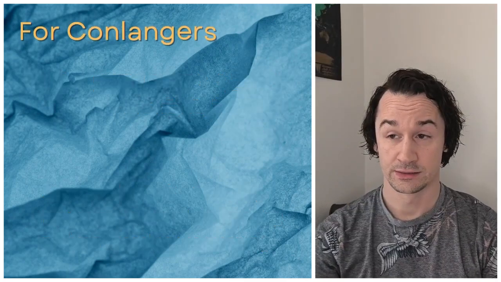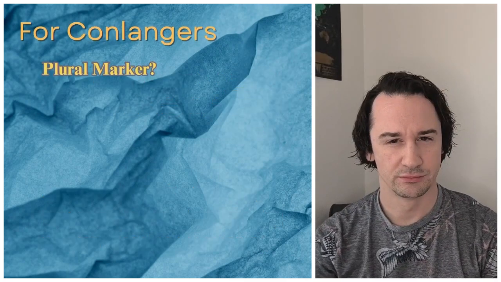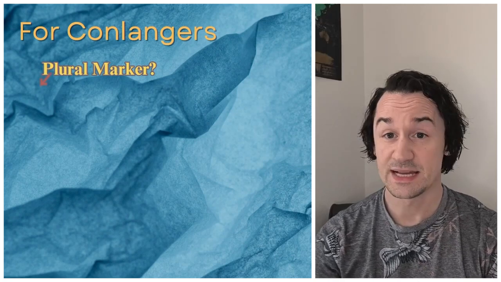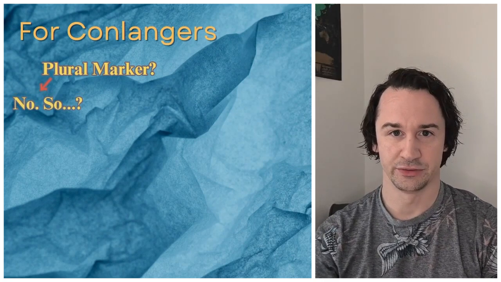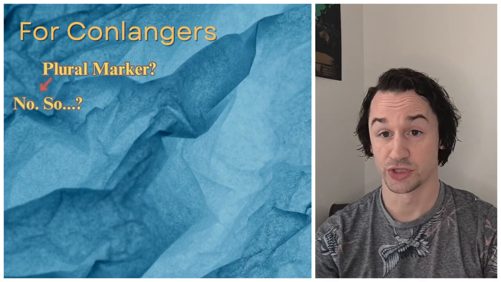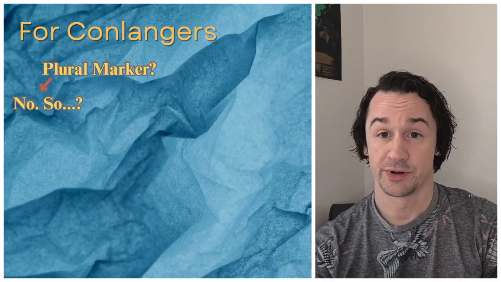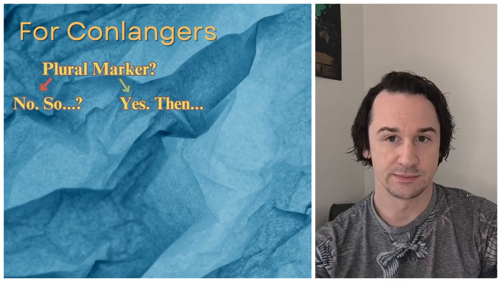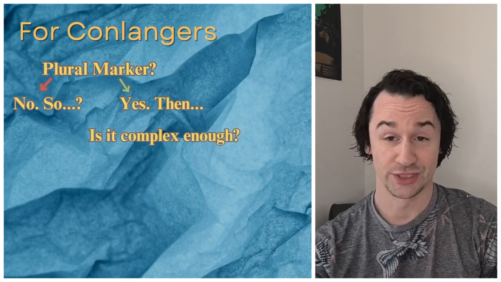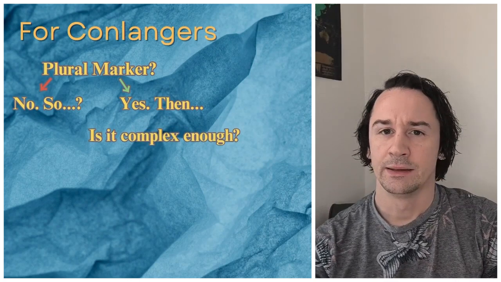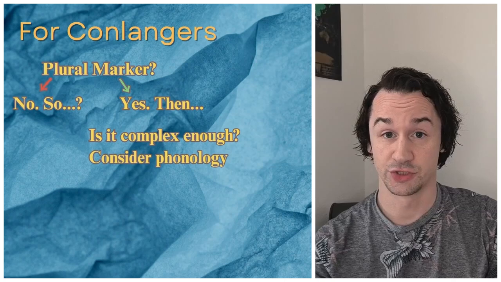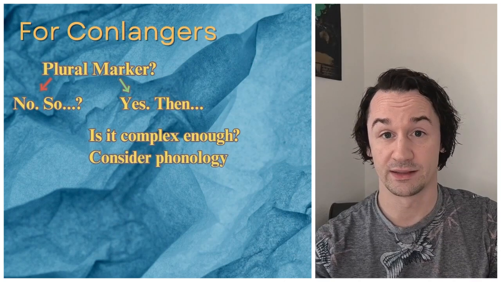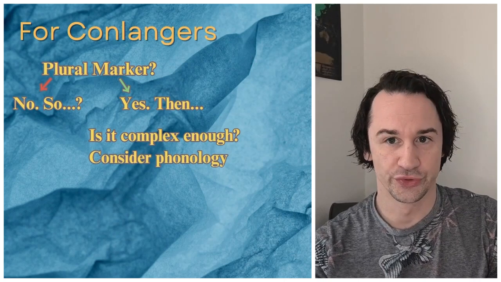Now for conlangers. Does your language have the plural? Let's start there. If it doesn't, how does it express that information? Through counterwords or determiners? Check out my video on determiners for more on that. If your language does have a plural marker, a simple system is likely too simple. Oh, just add an affix? Not likely. Maybe there are phonological distinctions, which are pretty common for Germanic and Romance languages. So be sure to think the rules through.